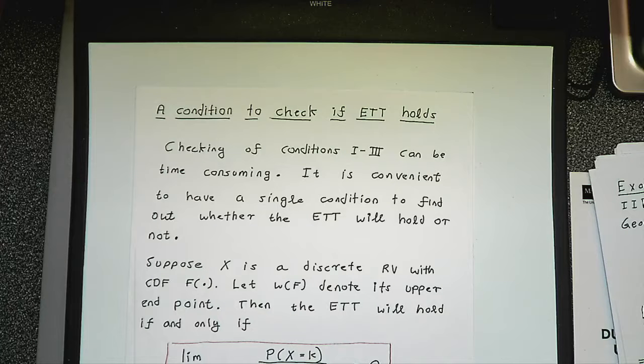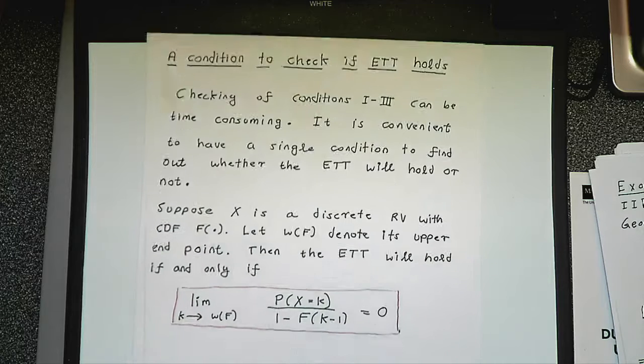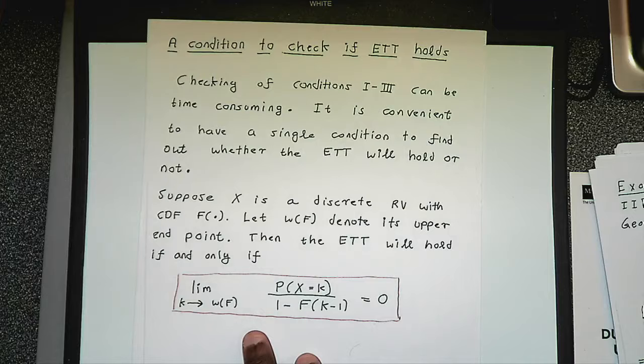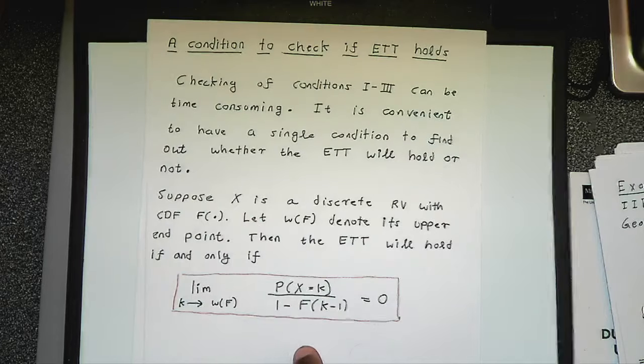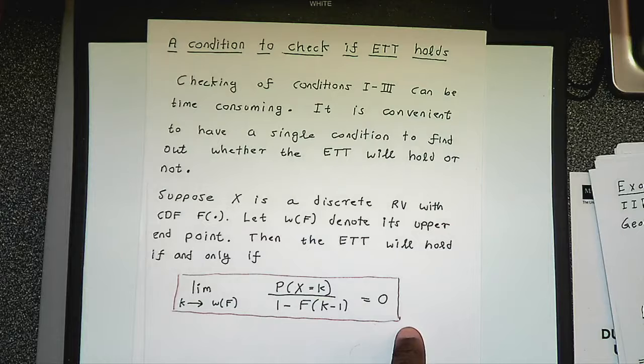And that can be really time consuming. I mean, you guys have been doing quiz 1, you know how much time it takes to check each of the conditions. Now, is there one condition you can check to see if any of the conditions holds or not? Fortunately there is, but you can apply this condition only for a discrete random variable. So if X is a discrete random variable, and the limit of this is 0, then the extremal types theorem will hold.